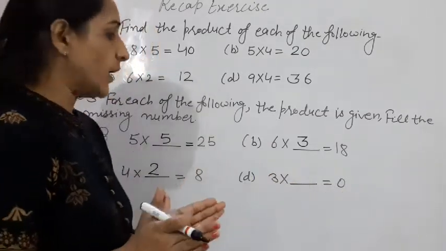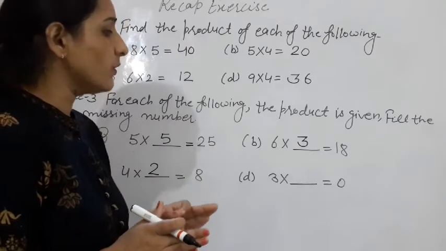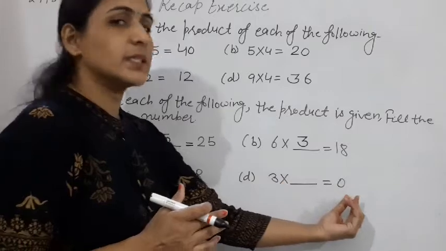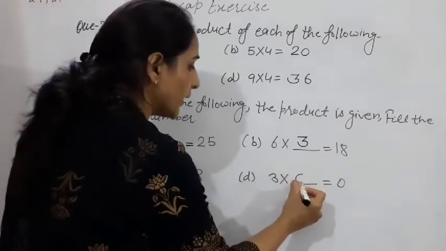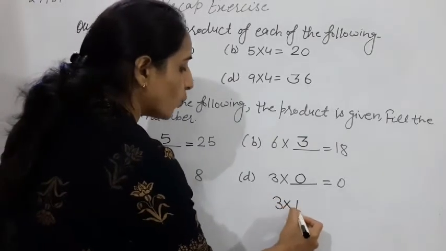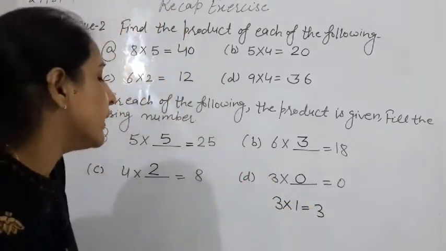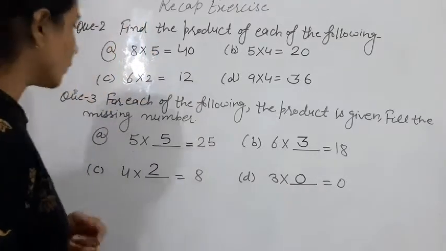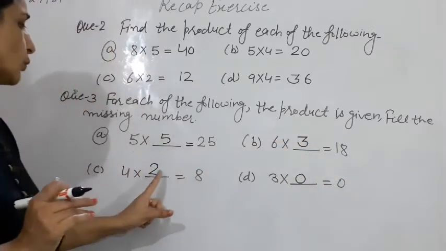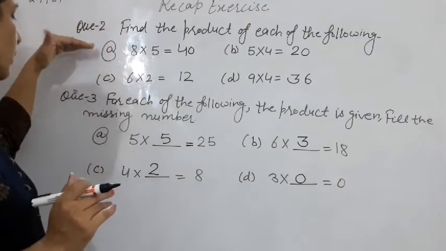We know very well when we multiply any number by 0, our answer will always be 0. So 3 multiplied by 0 equals 0. And when we multiply any number by 1, we get the number itself. It means the same number we will get. Clear? So you can check your answer also. 5 5s are 25, 6 3s are 18, 4 2s are 8 and 3 multiplied by 0 equals 0. So this is your question number 2 and 3.